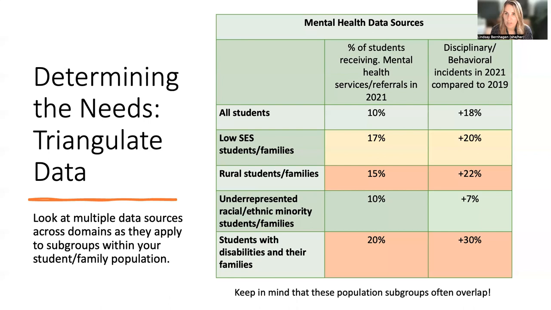20% of our students with disabilities are using mental health services or are getting referrals, and there's been a 30% increase in behavioral incidents among that same population since 2019. Yeah, we have to do something here. This is the population where we see the greatest need. So you would want to target that, and you can use both of these data pieces to tell that story, or more data pieces if you have those as well.